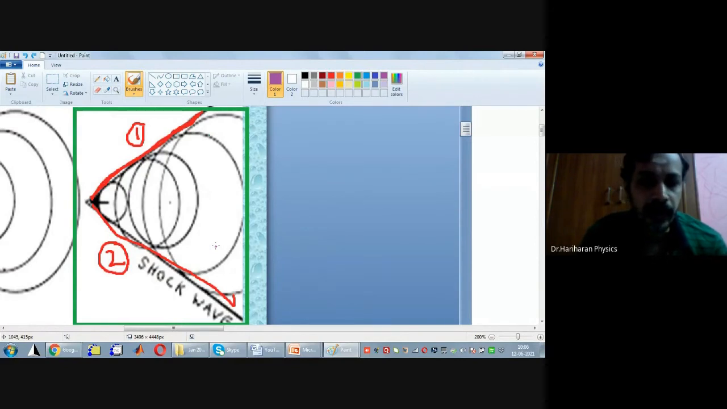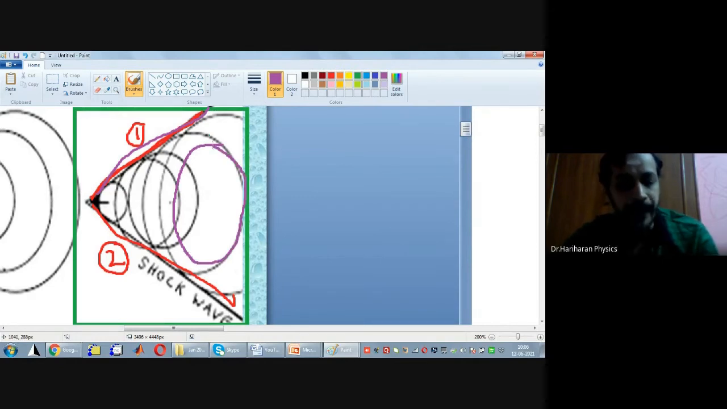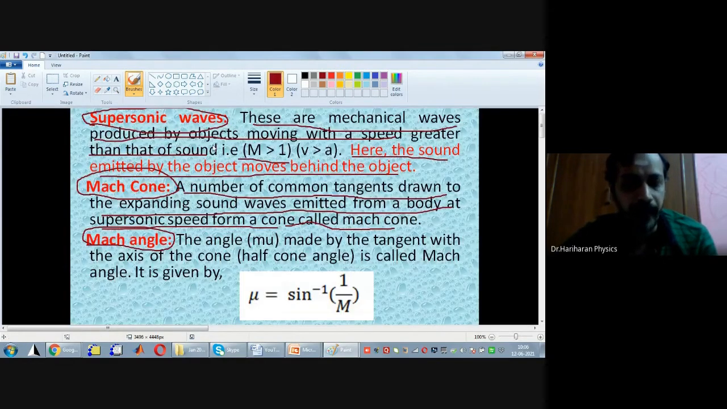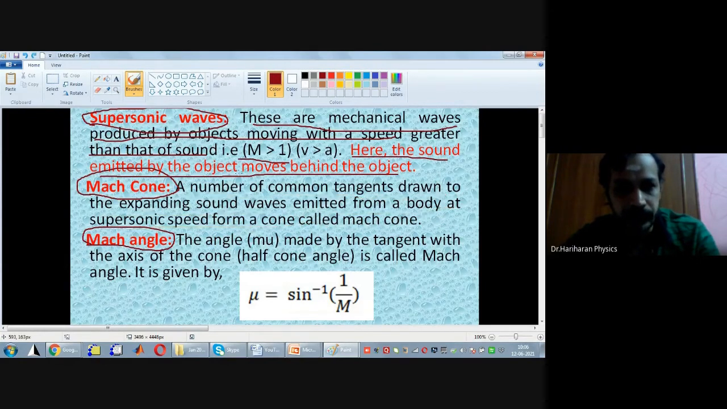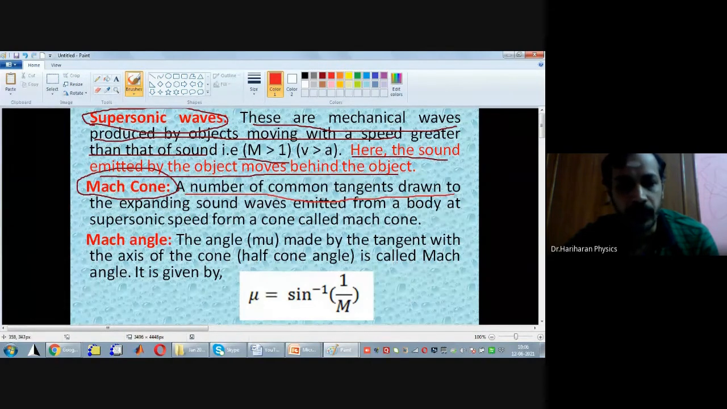Next, you consider the locus of the direct common tangent of each of these waves, which is a straight line in this case. The sound vibrations are confined within this cone, therefore I call it a Mach cone. What is the definition of Mach cone? A number of common tangents drawn to the expanding sound waves emitted from an object at supersonic speeds give rise to a cone.